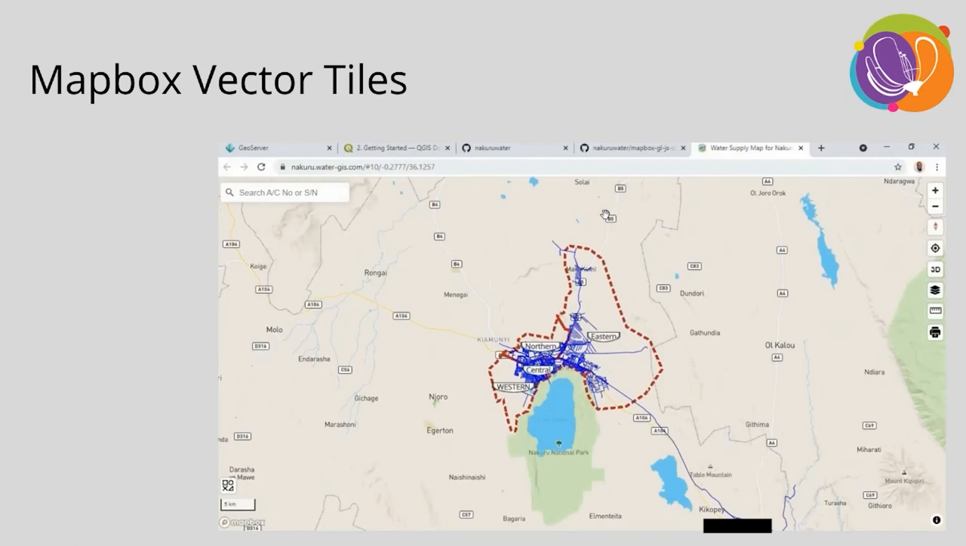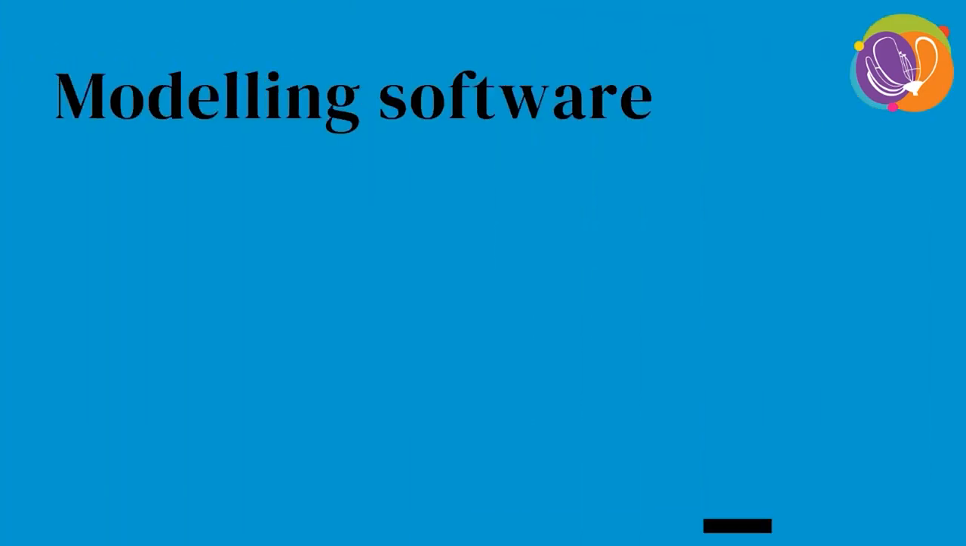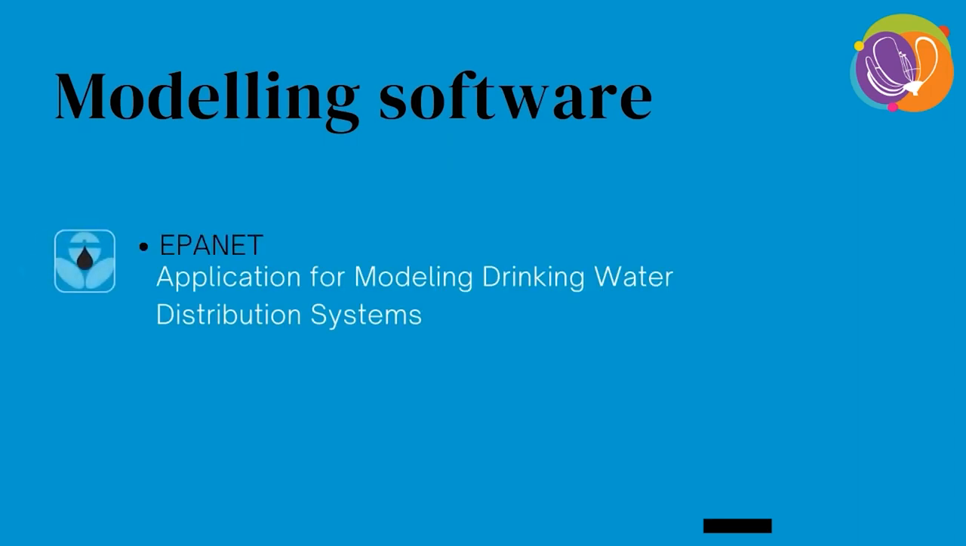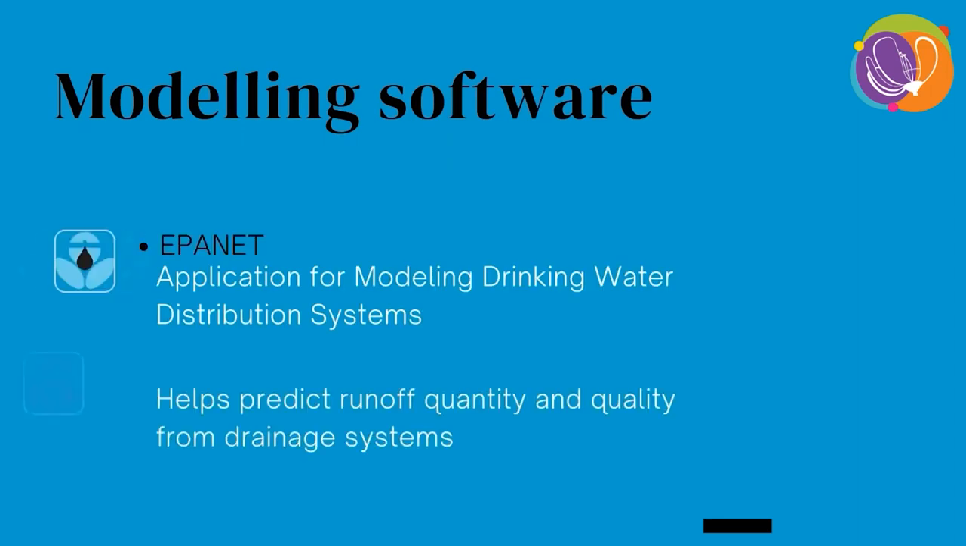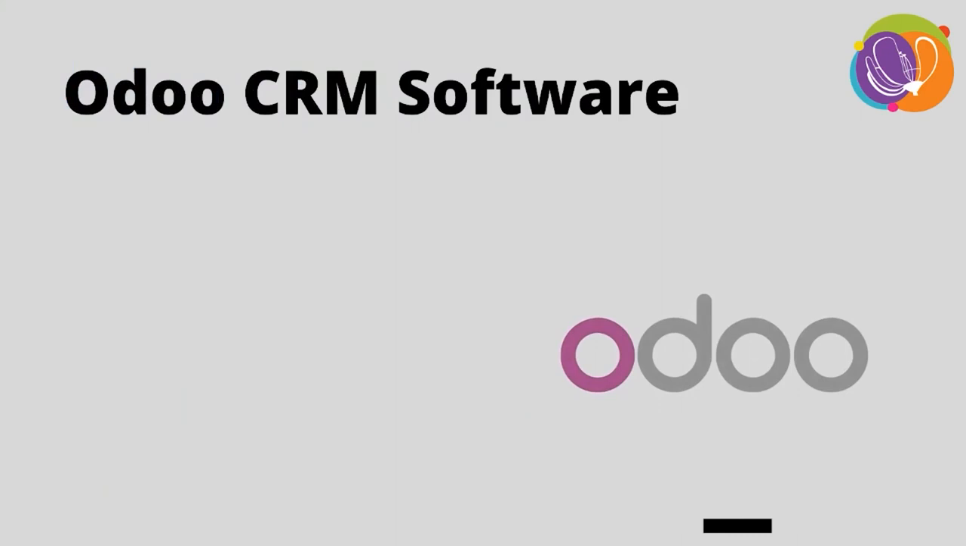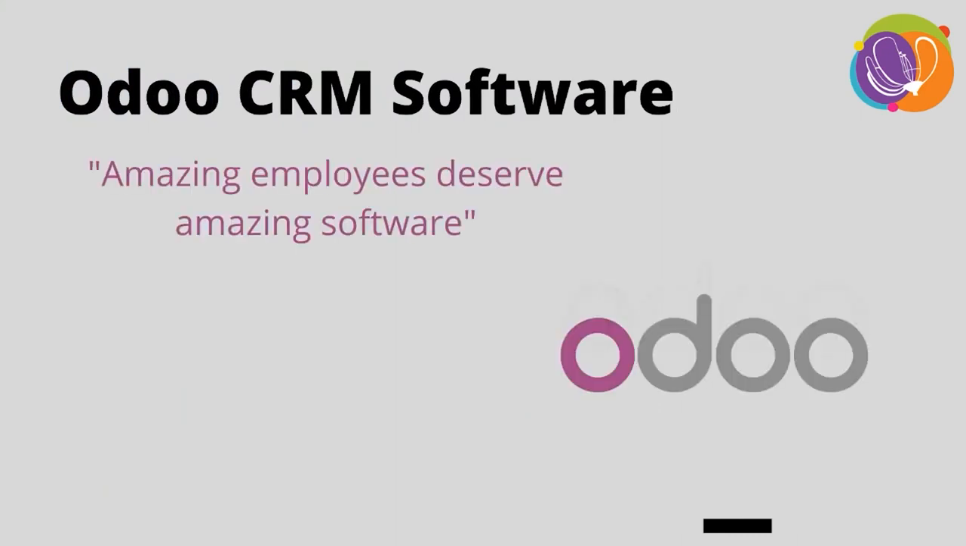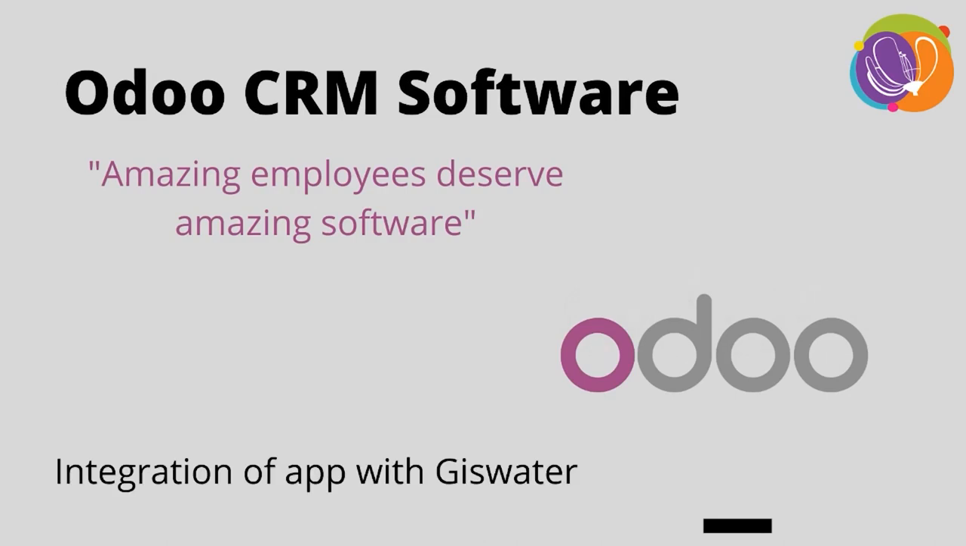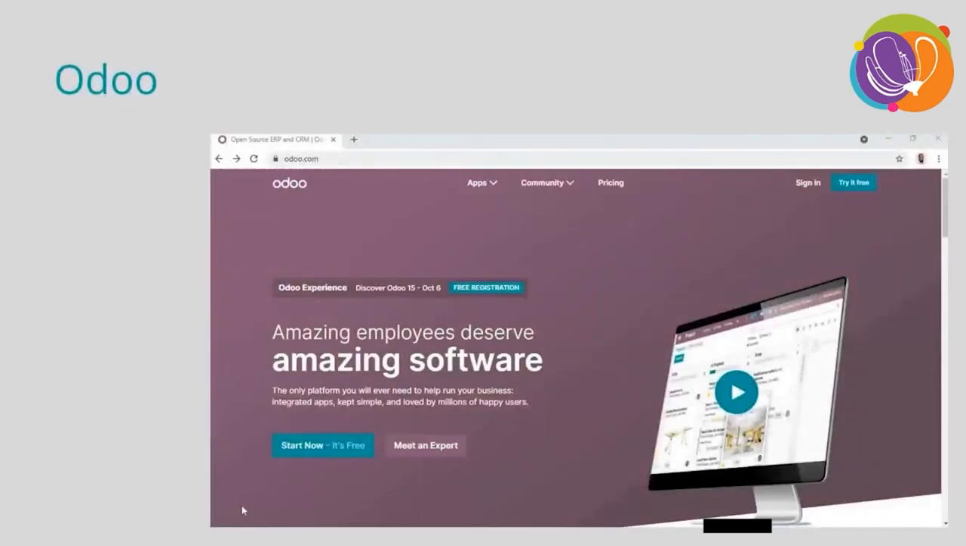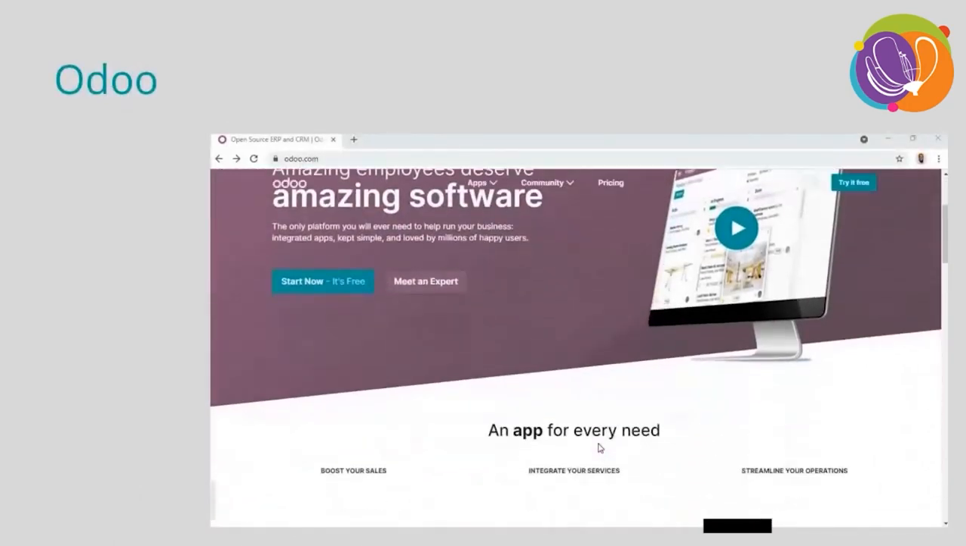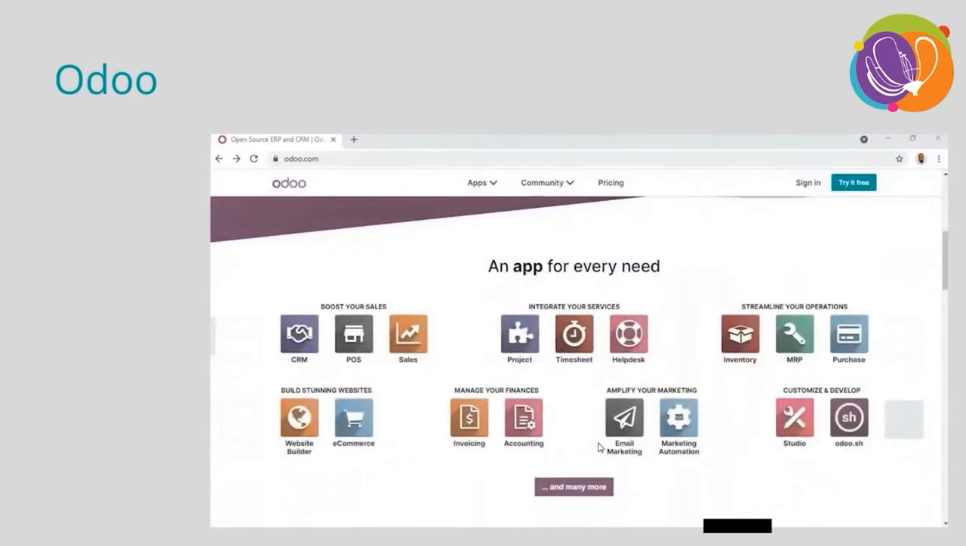I will not end this talk without mentioning the additional software for simulating water and sewer networks. GIS Water incorporates them to allow for running simulation within QGIS environment, which I think is an astonishing development. Lastly, I want to mention one of the open source ERP and CRM software there is. Odoo is one software that runs on PostgreSQL database, making it possible to integrate with GIS Water. Its applications can be developed to suit an organization's needs.